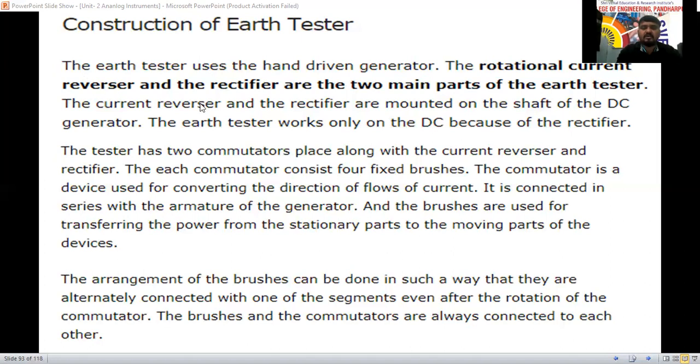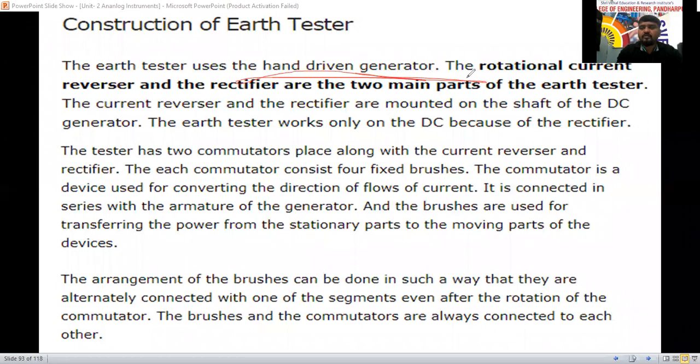This earth tester uses a hand driven generator like a megger. All of you have seen the megger. It also uses a hand driven generator.